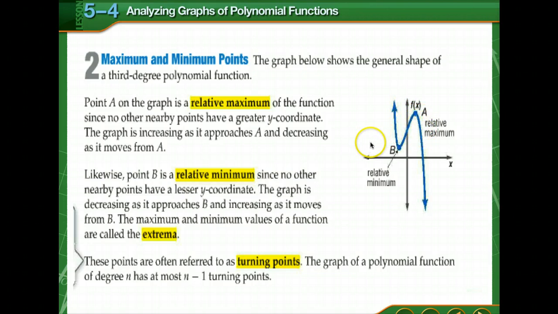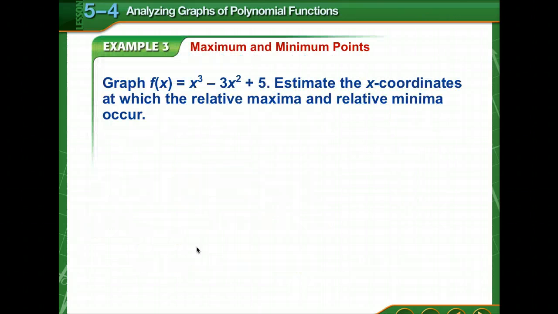Now let's look at point B, known as a relative minimum. Since no other nearby points have a lower y coordinate, the graph is decreasing as it approaches and it increases as it moves away. So the maximum and minimum, as I said, are the extrema. Some odd functions like x to the third have no turning points, so not all of them have turning points. A polynomial with a degree greater than 3 may have more than one relative maximum or relative minimum.